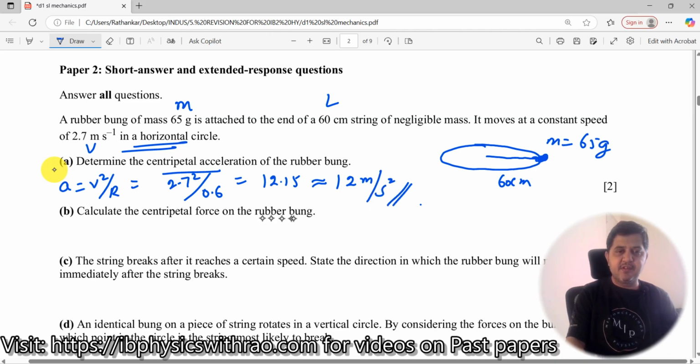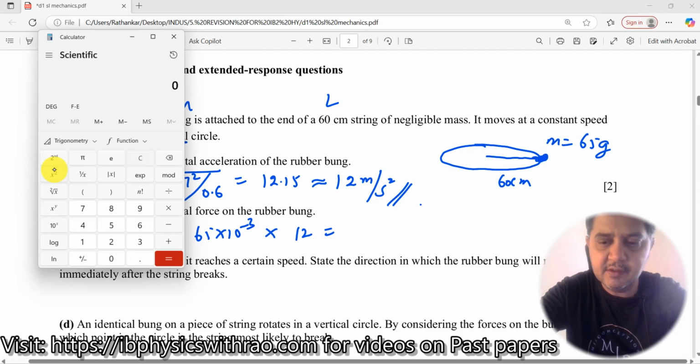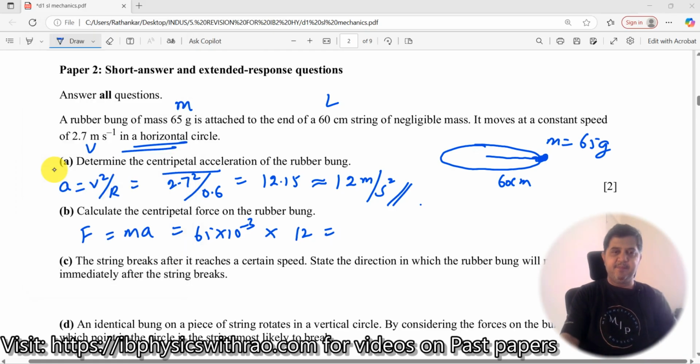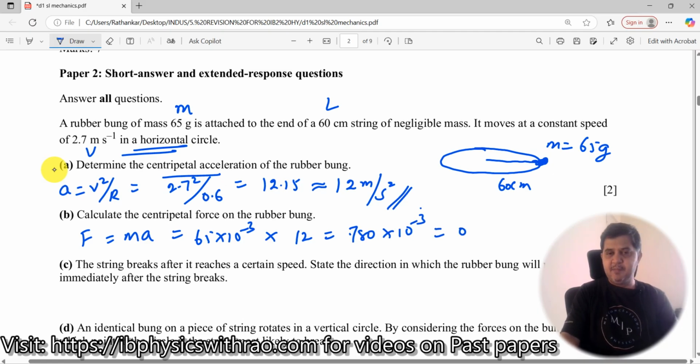Calculate the centripetal force on the rubber bung. Centripetal force F is equal to m times a. Mass is 65 grams, so 65 into 10 to the power of minus 3 multiplied by a, which is 12. So I do 65 multiplied by 12, which will be 780. That is 780 multiplied by 10 to the power minus 3, which should be around 0.78. The unit is Newton. Okay, then next.